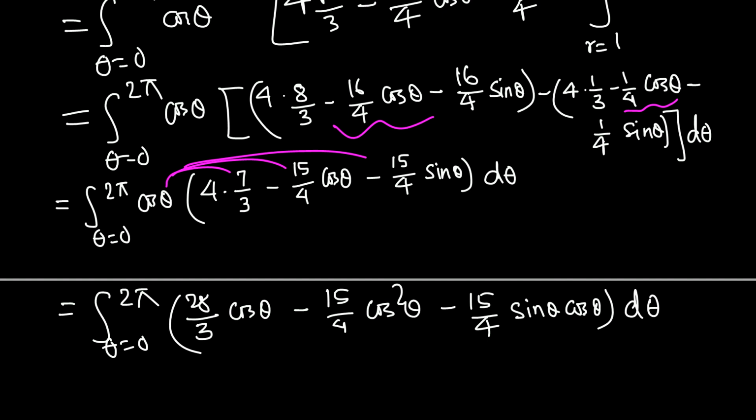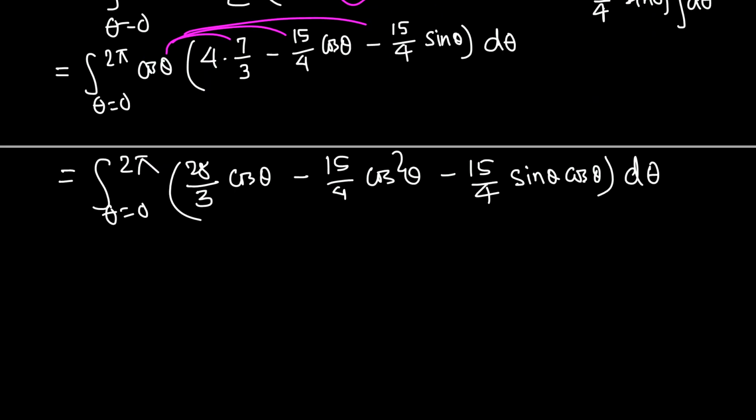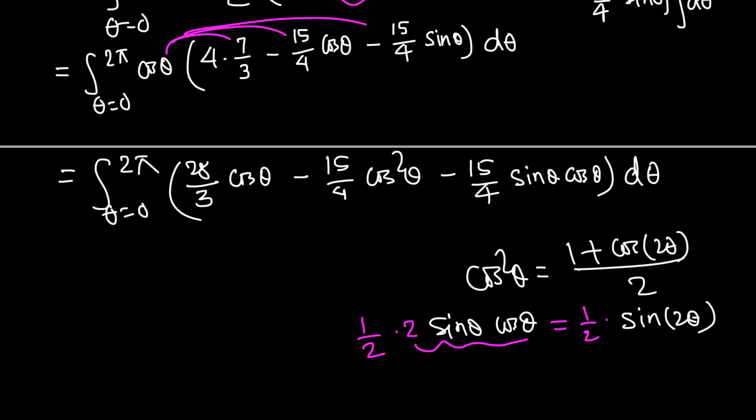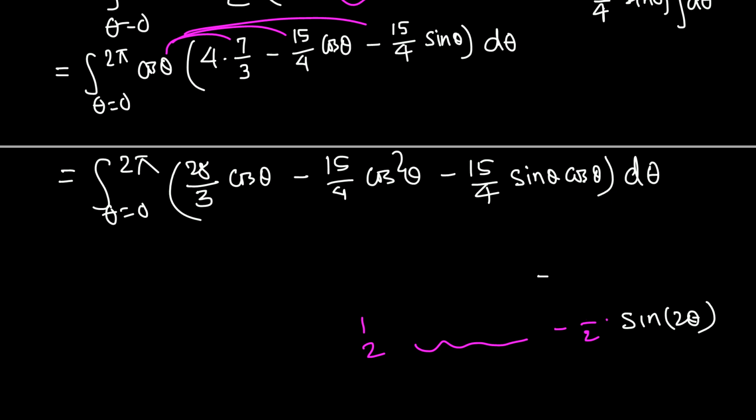Okay, and we need to integrate. Cosine squared we cannot integrate as it is, so cosine squared theta is the same as 1 plus cosine 2 theta over 2, then we can integrate. For sine theta cosine theta, we can multiply by 2 and divide by 2, that makes 1/2 times 2 sine cosine, which is in fact sine 2 theta, the double angle, then we can integrate easily. Or you can use substitution or integration by parts. Okay, so let me write this over here.